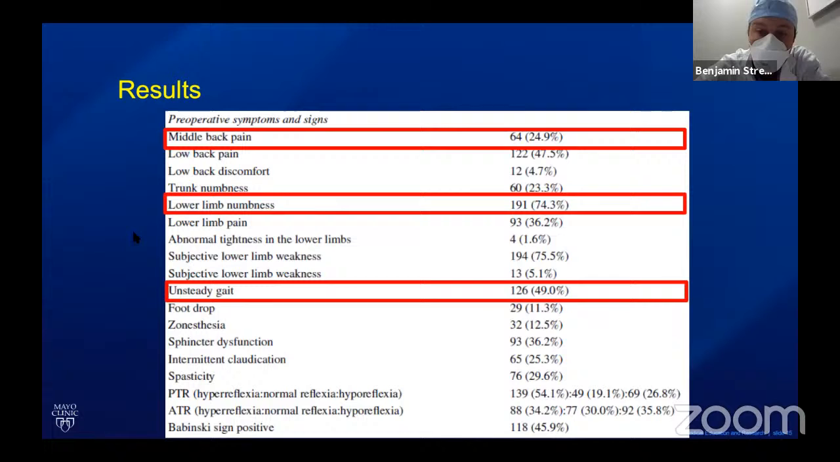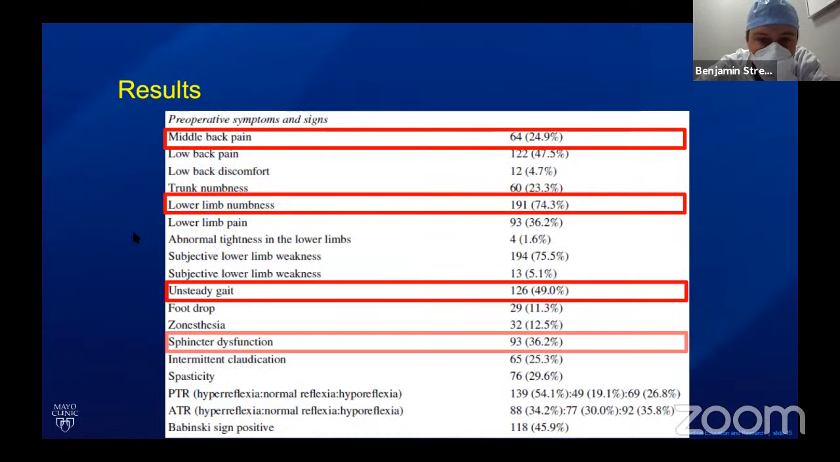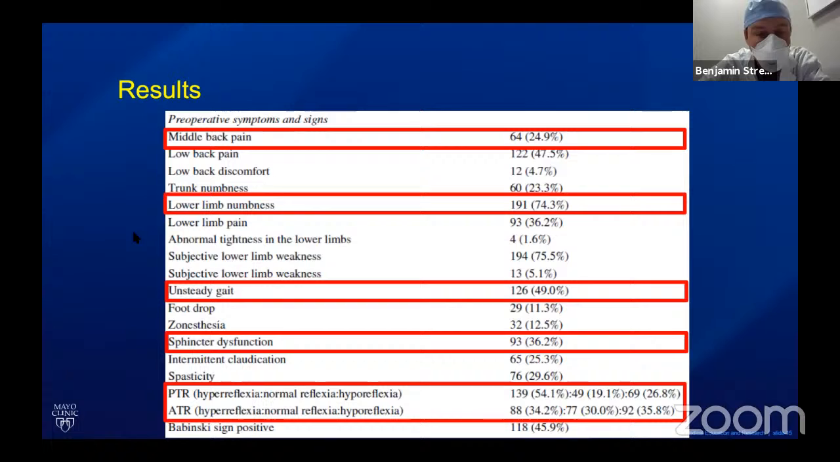Unsteady gait was found in about 50% on review. Sphincter dysfunction, 36%, a relatively high percentage. And I thought it was interesting that they included several physical exam findings of patellar hyperreflexia or Achilles hyperreflexia, with relatively lower numbers.